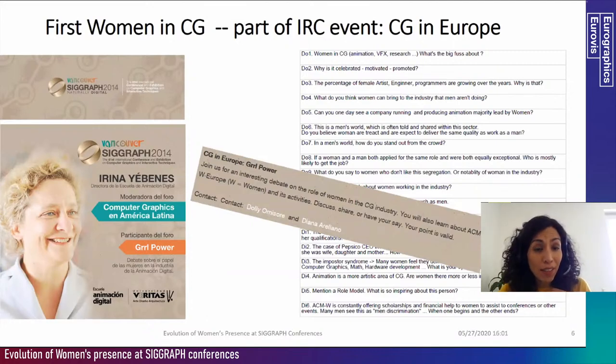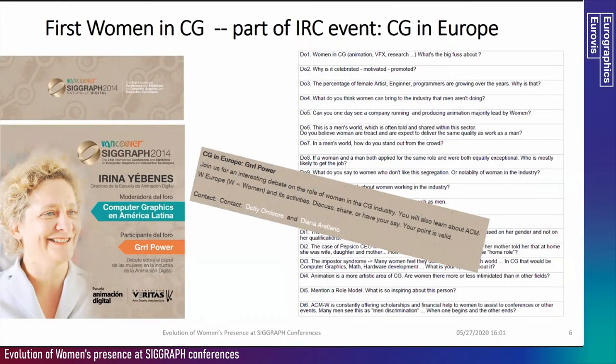How it really started with women in CG. So this started in SIGGRAPH 2014, as part of an event organized by the International Resources Committee. This committee is in charge of bringing the international community and providing a home at the conference, and also a home all year long within the SIGGRAPH community. The International Resources Committee, or IRC, organizes every year a series of events, and we focus on the different continents. That year, we decided to make it part of the CG in Europe a session on women in computer graphics.